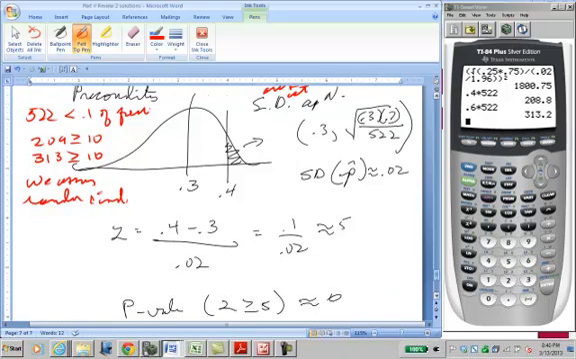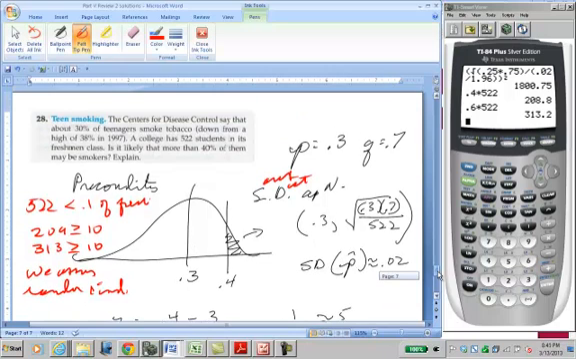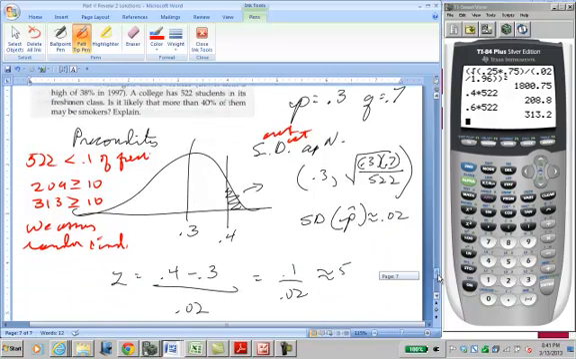And so the standard deviation is 0.02, and the z-score is going to be 0.4 minus 0.3 over 0.02, which is 0.1 divided by 0.02, which is approximately equal to 5. So the p-value, so what's the probability that 40% of them are smokers? It looks quite low.